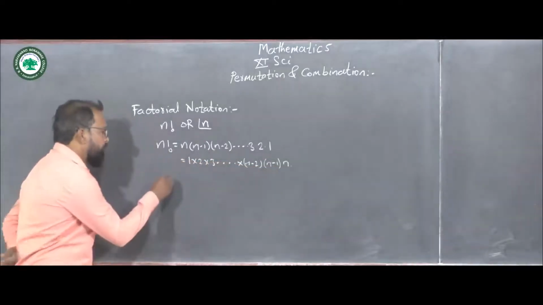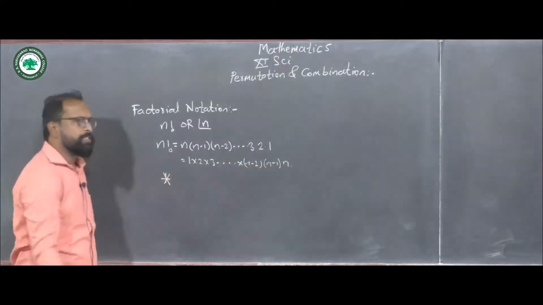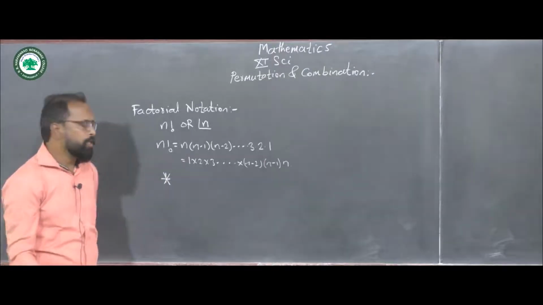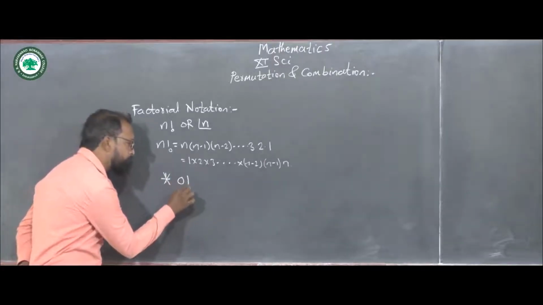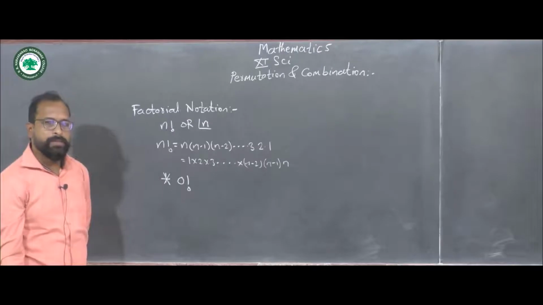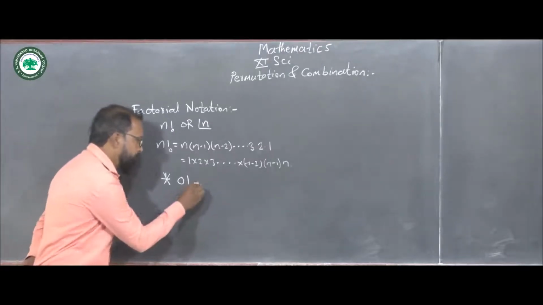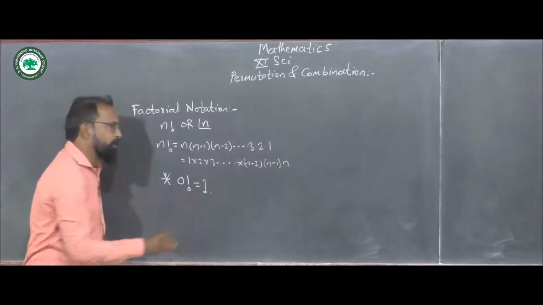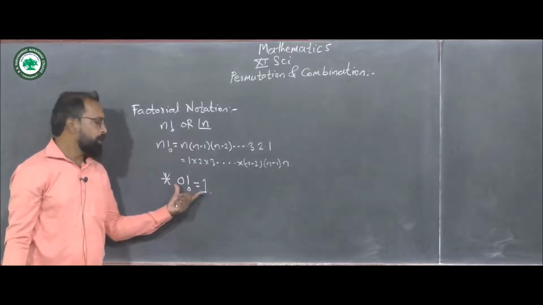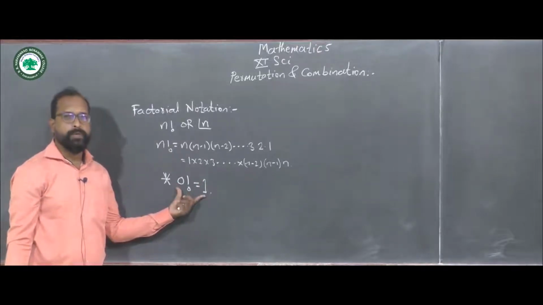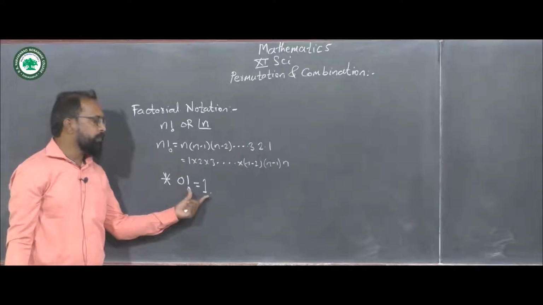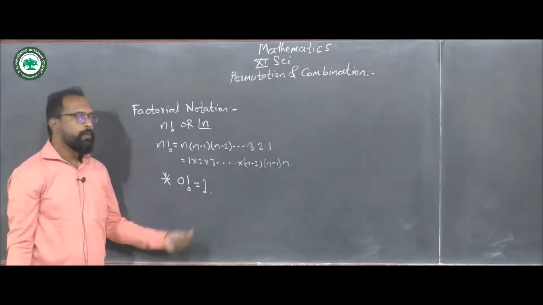Now, here one special case is defined, that is 0 factorial. Here we define 0 factorial equals to 1. This is the particular definition or particular value for 0 factorial. Now remember one thing, 0 factorial is 1.